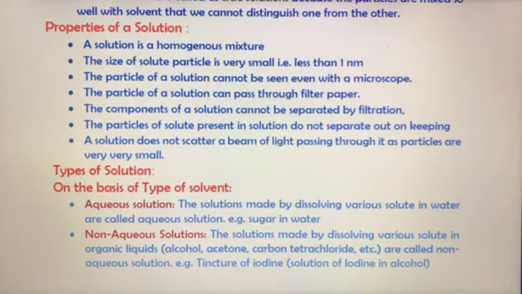Next, the size of a solute particle is very small, that is less than 1 nanometer. Nanometer means 10 raised to the power minus 9 meter, so this much less is the size of a solute particle, very small. The particles of a solution cannot be seen even with a microscope. From the previous point we know the particle has a size less than 1 nanometer, and it is so small that we are unable to see it even with a microscope.